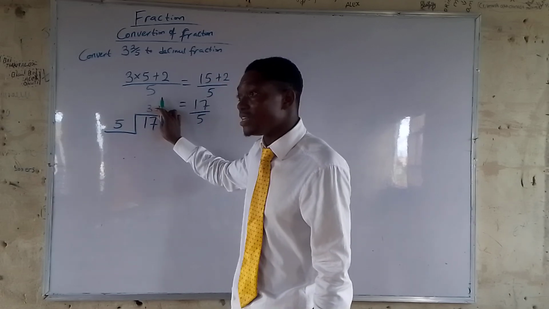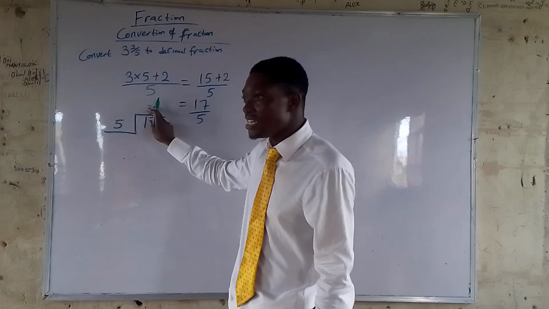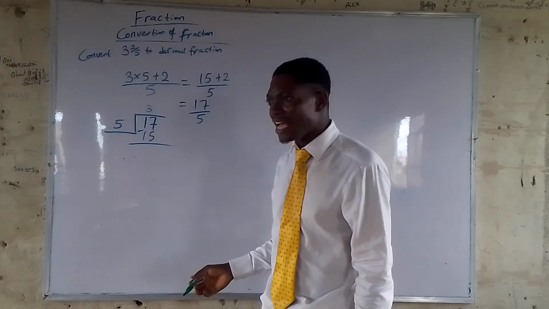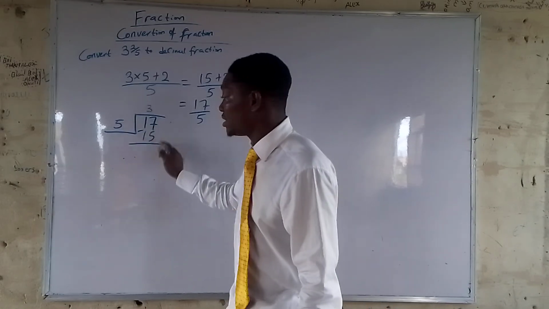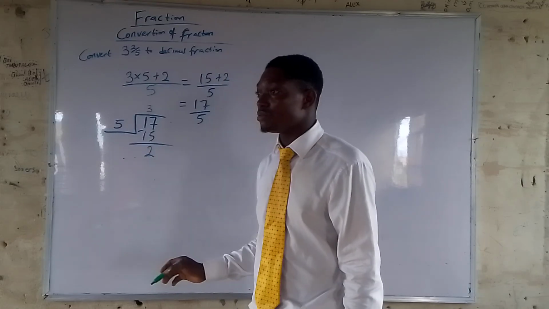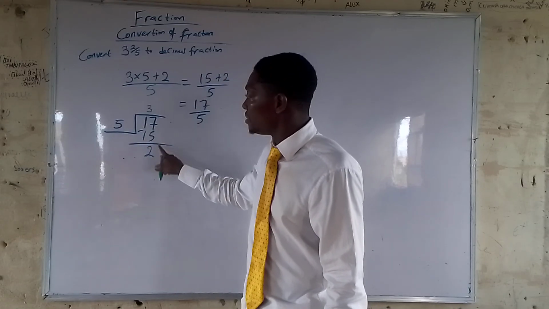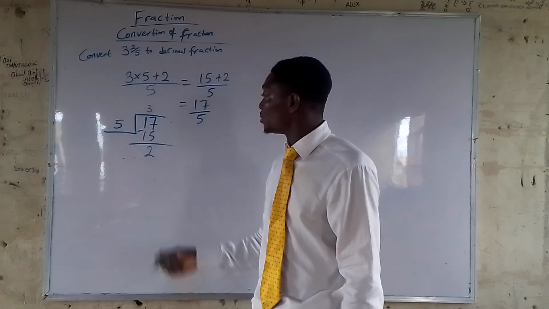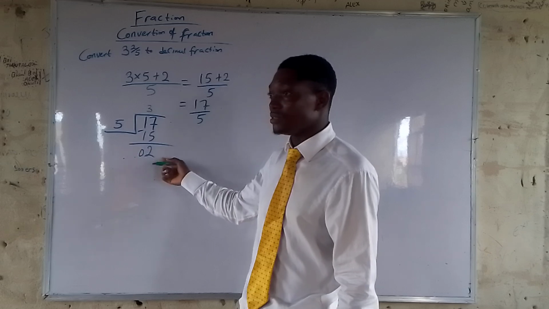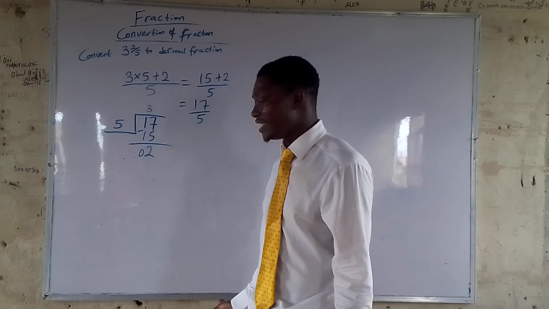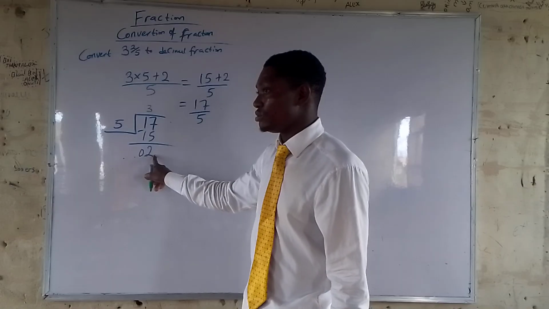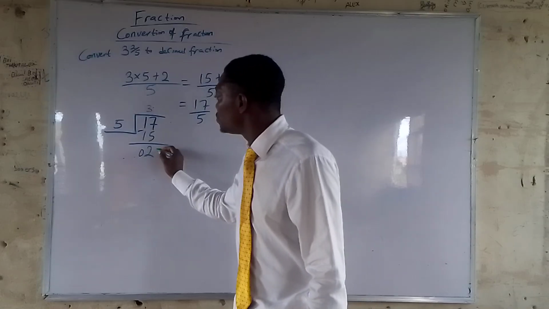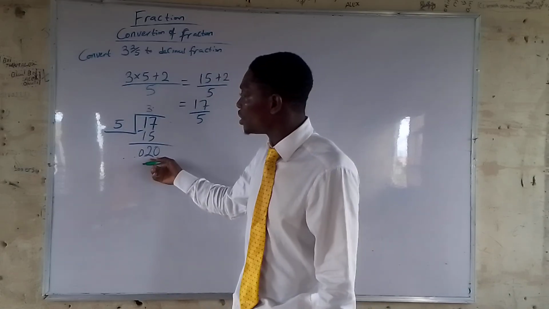So we are going to put 3 there. Then multiply. 5 times 3 is 15. Then subtract it. 17 minus 15 is 2. 7 minus 5 is 2, and 1 minus 1 is 0. So we have 2. 5 cannot divide 2. Once you cannot divide it, you put a decimal point and you put 0 at the back of this. So this becomes 20.